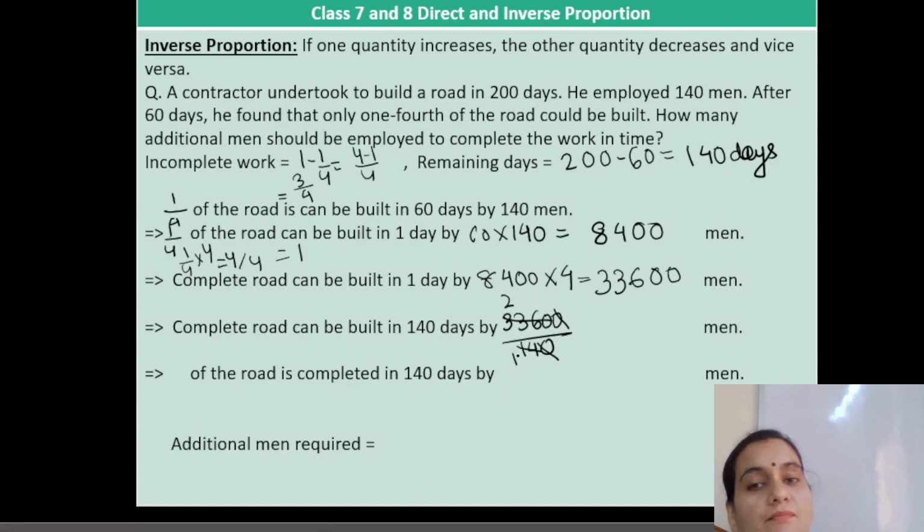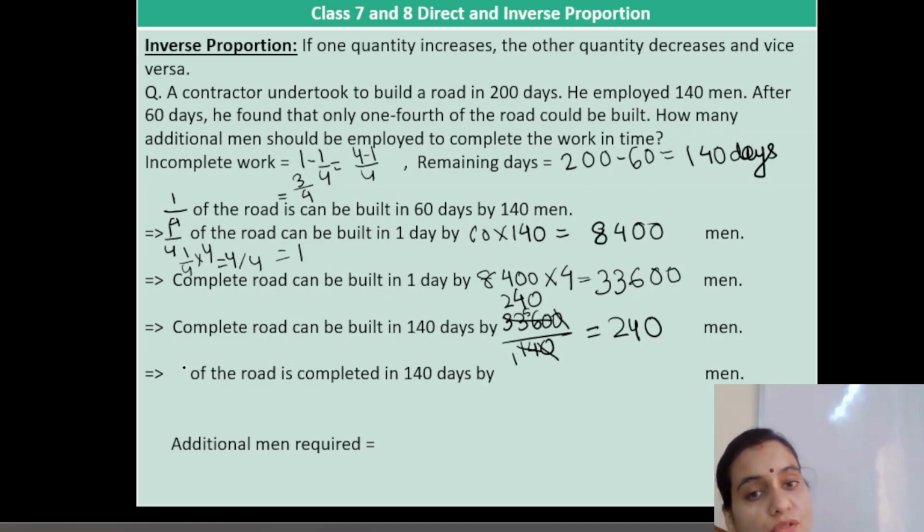Now 33 minus 28 is how much? 5. So it becomes 56. Now 14 fours are 56, and there is this 0 here which I cannot forget. So 240 men will be required to complete the road in 140 days. We need 240 men. But do we have the complete road to be completed?